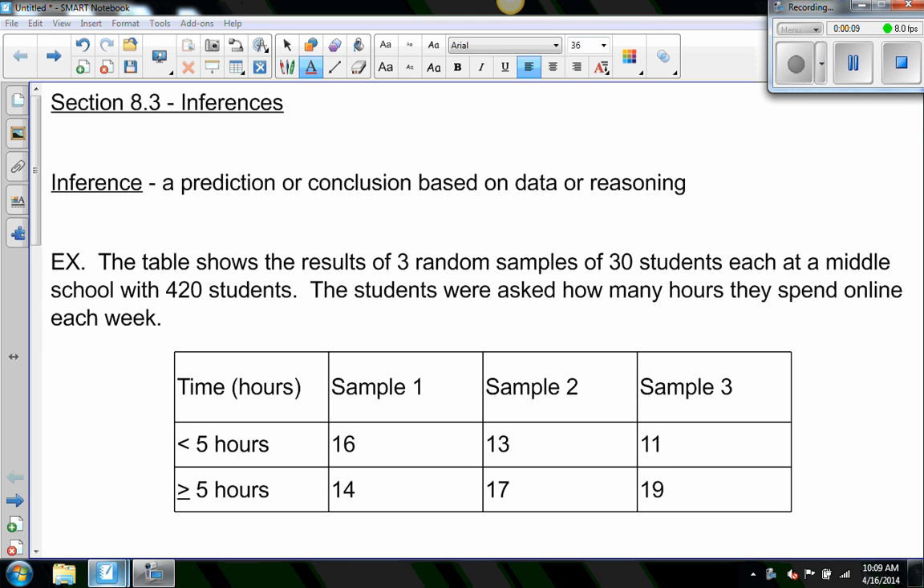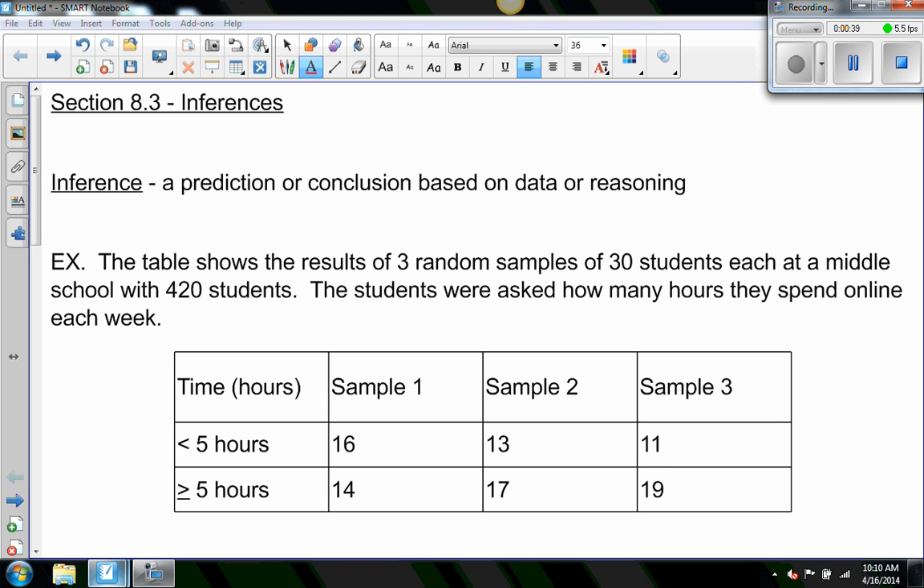An inference is a prediction or conclusion based on data or reasoning. Looking at information or data, you should be able to make your own prediction about what might happen based on the data that you're given. And that's really what this is. I have an example here we're going to go through, and hopefully it will make more sense.